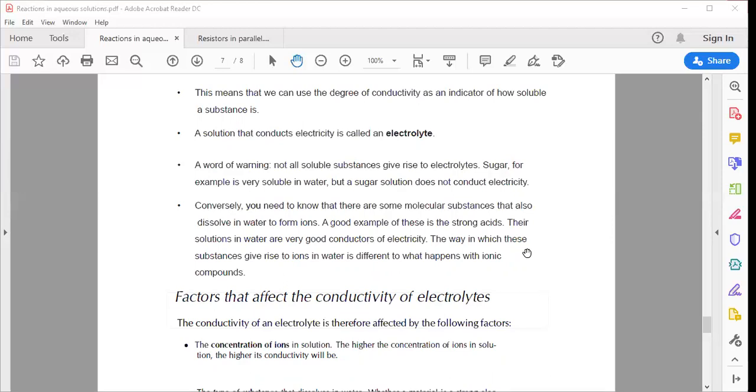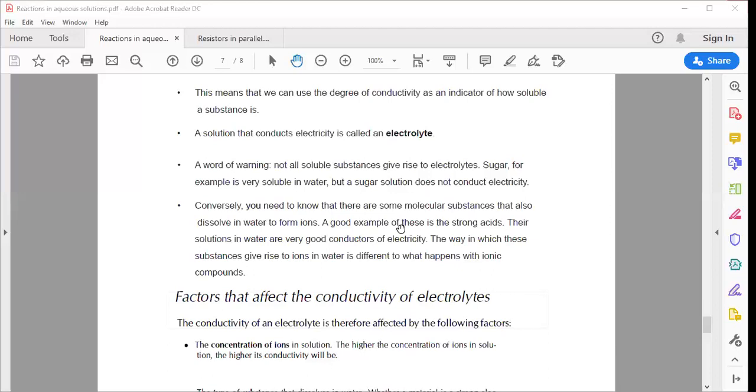The way in which these substances give rise to ions in water is different from what happens with ionic compounds. There's a reaction that happens with water. When you put sulfuric acid in water, there's a proton transfer that occurs, which is an acid-base reaction. There's a proton transfer that occurs that ionizes the water, right?